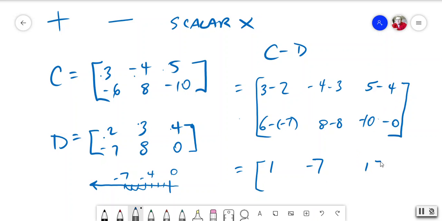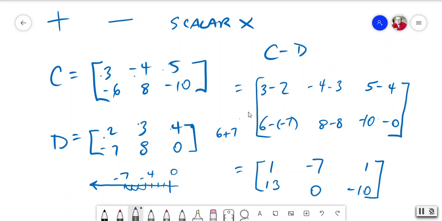5 minus 4 is 1. Minus a minus is a plus, so that turns into 6 plus 7, which is 13. 8 minus 8. I said this was the easiest. That's probably the easiest. 8 minus 8 is 0. Negative 10 minus 0 is not affected. So there is your answer matrix there. So it's a little bit more work than adding because you do have to change your signs and you have to remember your rules of positive and negative numbers, but still no biggie.